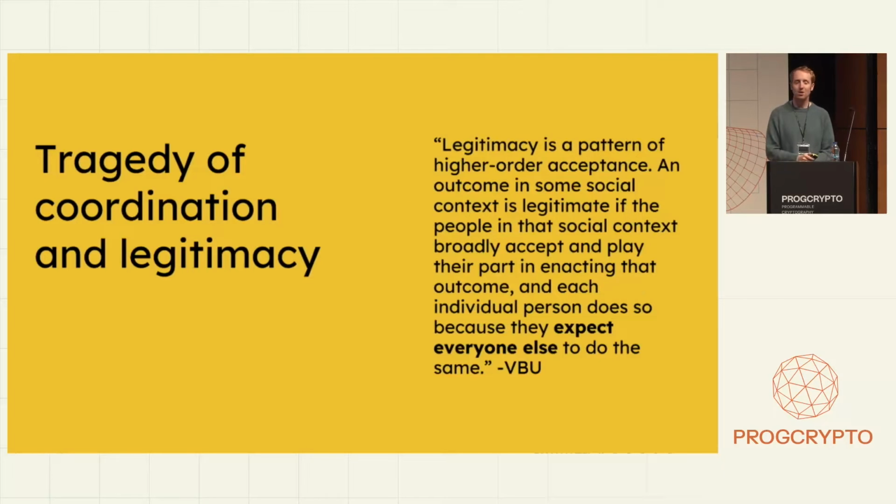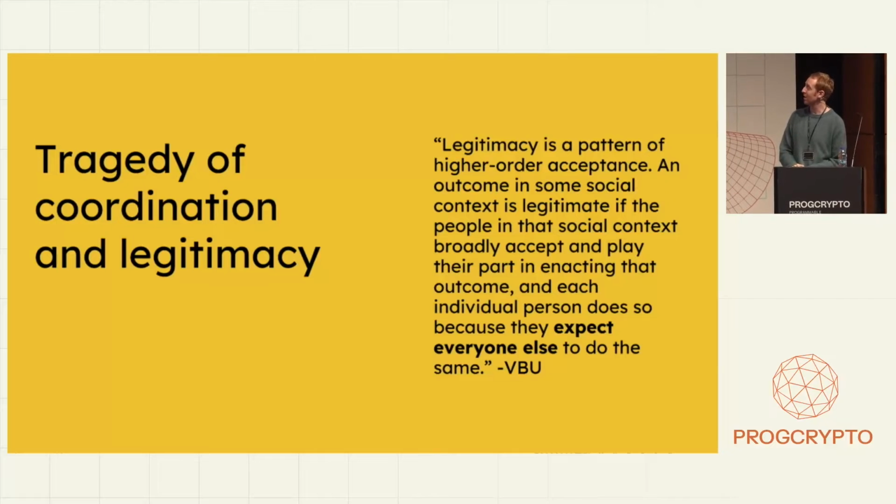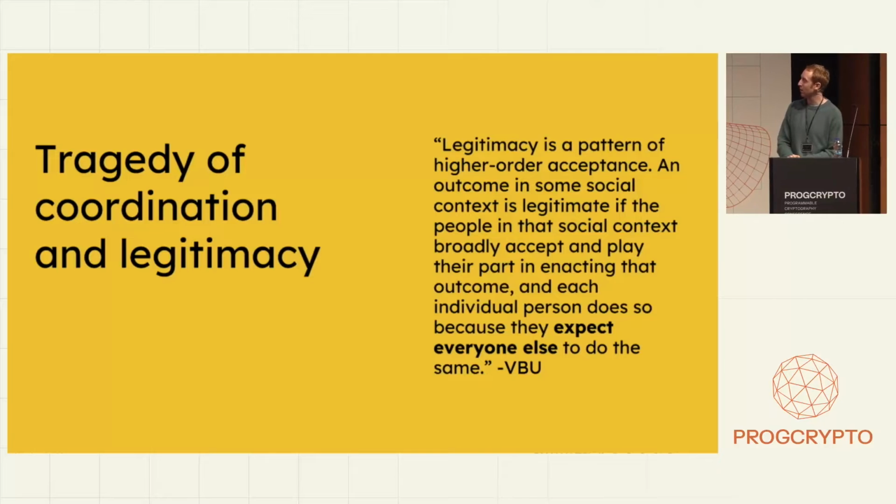Cool. And you can expand this thought to think about the tragedy of coordination with the concept of legitimacy. This is a quote from an article Vitalik wrote a while ago, and it basically says that legitimacy is a pattern of high order acceptance. An outcome in social context is legitimized if the people in that social context broadly accept and play their part in enacting the outcome, and each individual person does so because they expect everyone else to do the same.